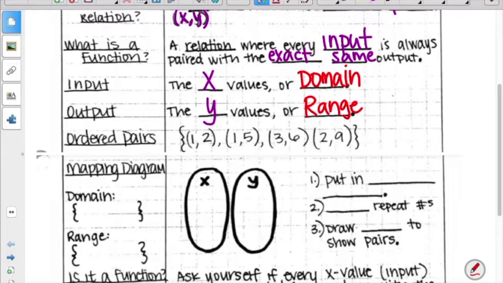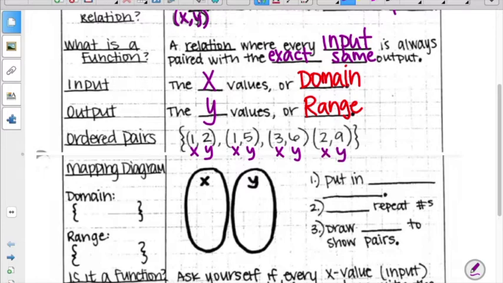Here is a group of ordered pairs. The first ordered pair is 1, 2. So 1 is our x, and 2 is the y. The second ordered pair is 1, 5. 1 is our x, and 5 is our y. The third ordered pair is 3, 6. 3 is the x, 6 is the y. And the fourth ordered pair is 2, 9. 2 is the x, 9 is the y.